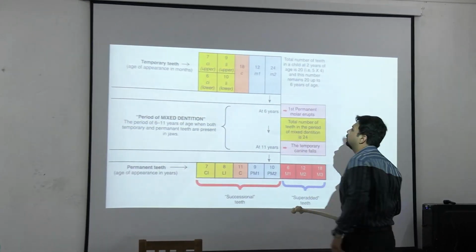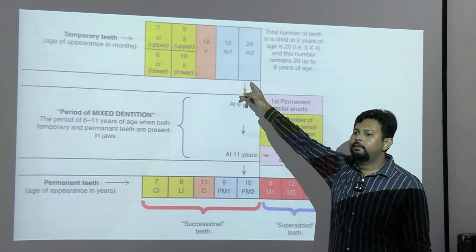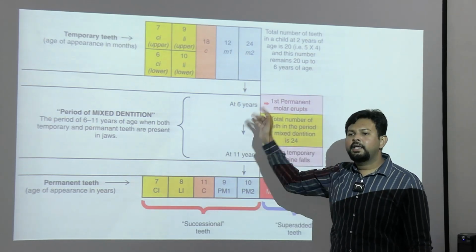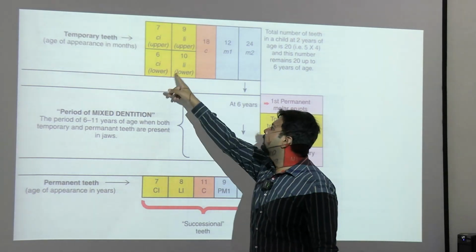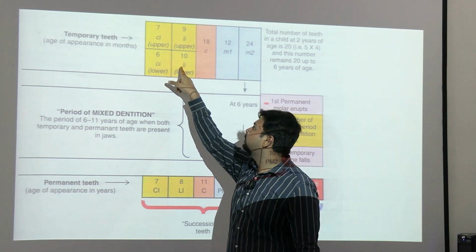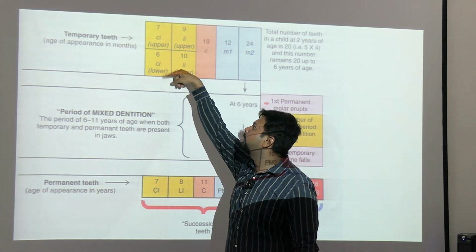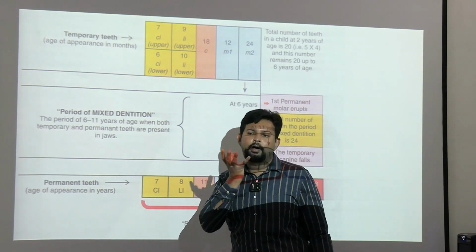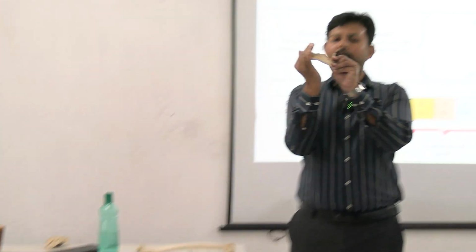So in this chart, temporary teeth are shown at the top. These are when the teeth erupt, and the bottom one is for permanent teeth. Very easy to remember if you want to remember. See here. C is for central incisor, and L is for lateral. So CI and LI is central incisor, lateral incisor. Then it is upper and lower. We have taken half of the jaw. One half of the jaw means in this formula, we have taken only this part.